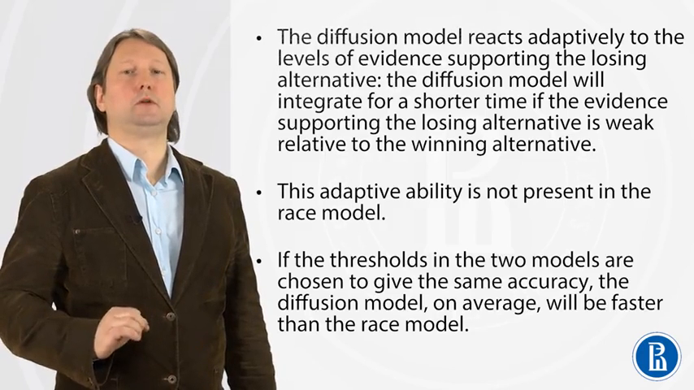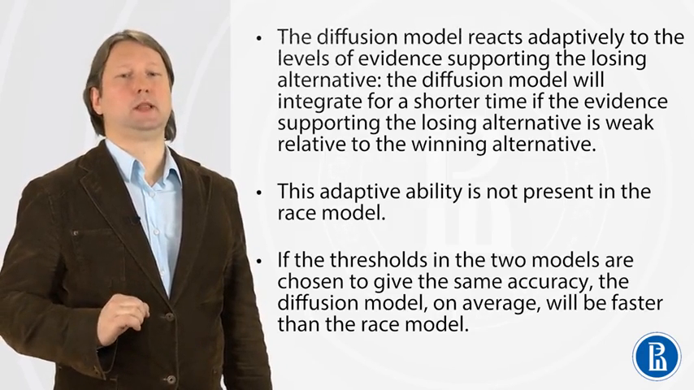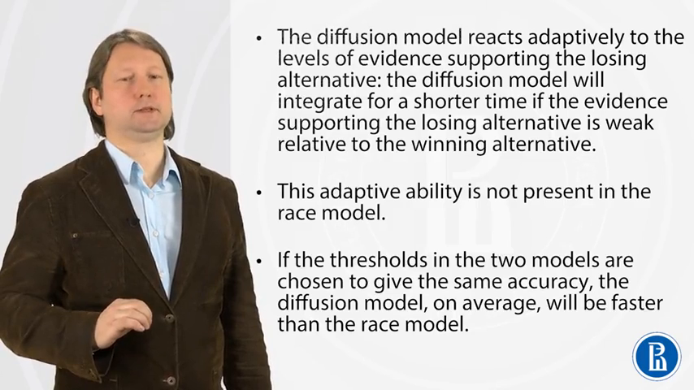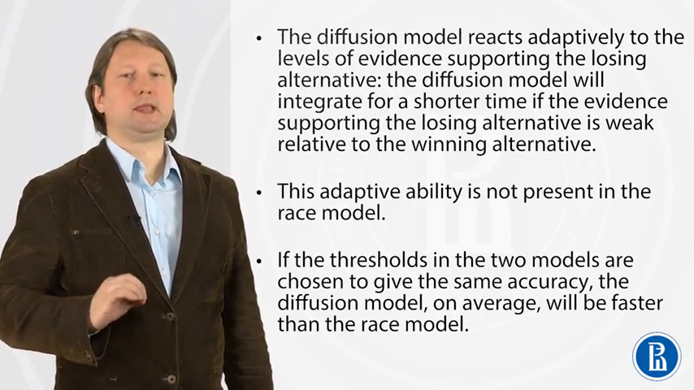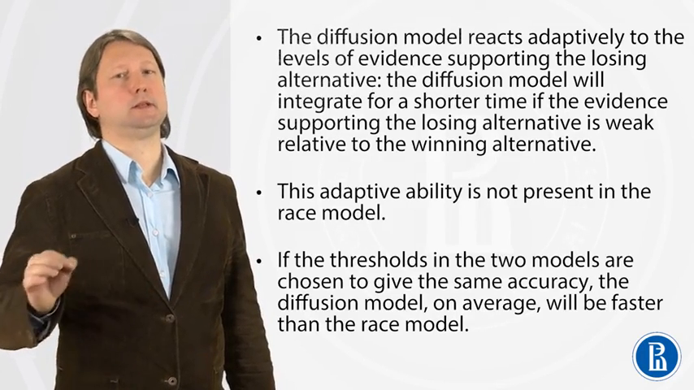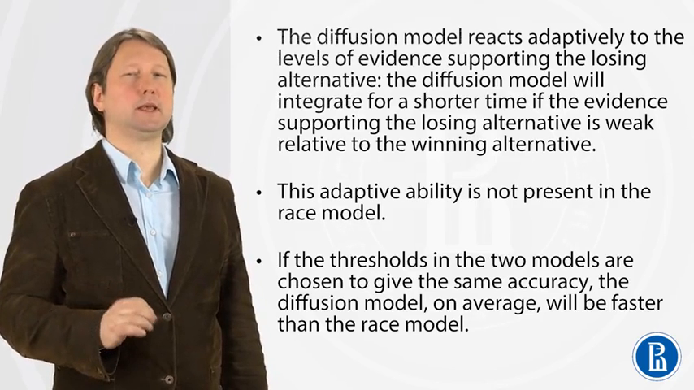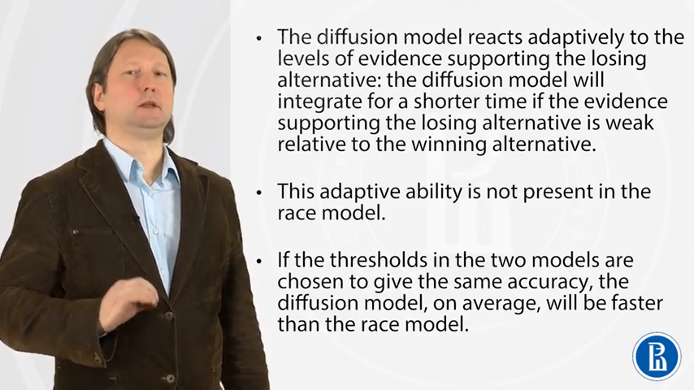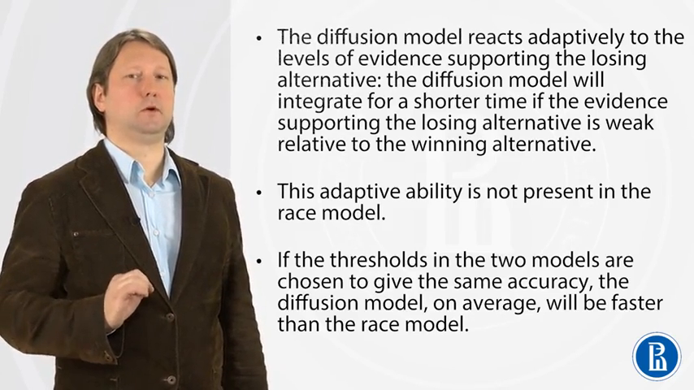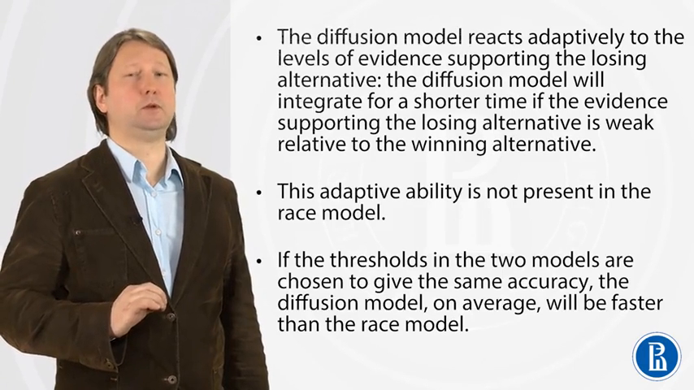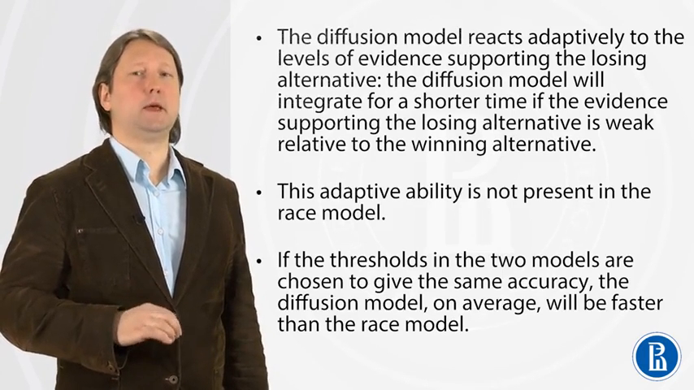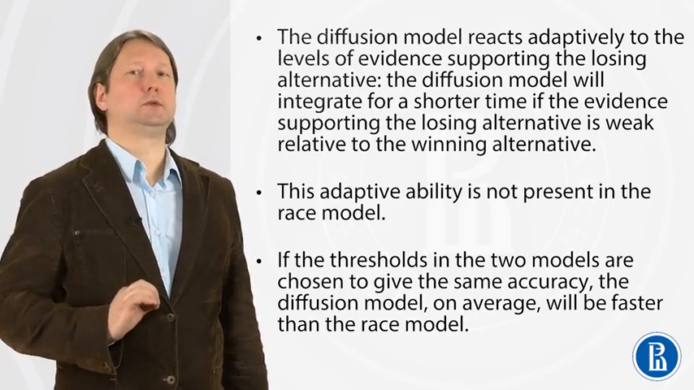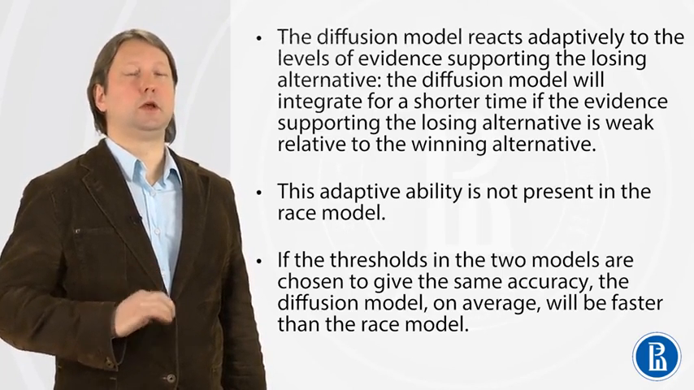So the diffusion model reacts adaptively to the levels of evidence supporting the alternatives. And this adaptive mechanism is not present in the race model. So it looks like it is more effective to use the diffusion model. And actually, what do we see at the brain level? Perhaps neurons actually use the diffusion approach. And importantly, the diffusion model can produce faster decisions.